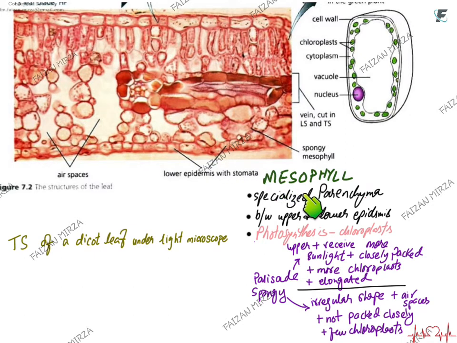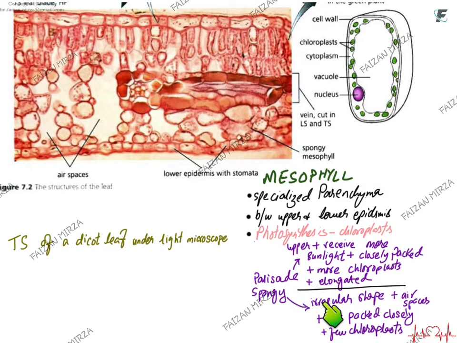Mesophyll cells are actually specialized parenchyma. Parenchyma cells are non-specialized packing tissue. We'll come to this soon. Mesophyll cells are present between the upper and the lower epidermis. They carry out photosynthesis because they have chloroplasts. They are actually divided into either palisade or spongy. Palisade are upper, they receive more sunlight, they are closely packed, have more chloroplasts, and are elongated in shape.